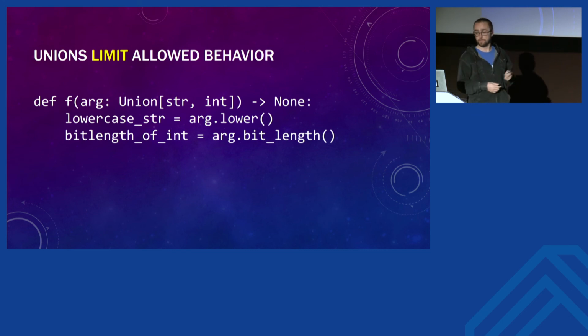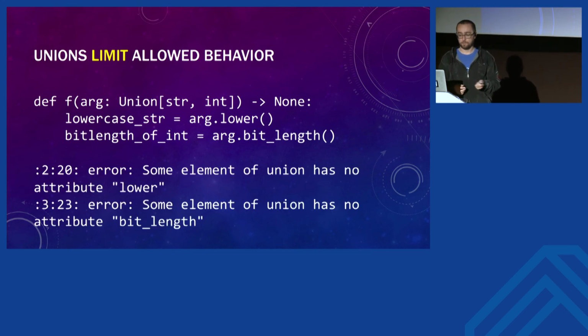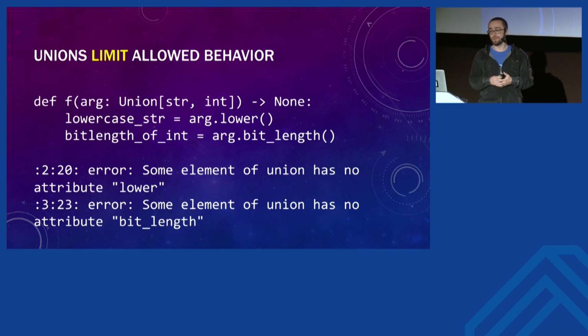For example, in this case, you're going to see that some element of that union doesn't have the lower method, and another doesn't have the bit length method. Sometimes that is fine: oh, these are bugs, I need to fix them. But other times it's: oh, the other type from the union is so rare that I should just tell people not to use it. I should reject it so that my code stays clean and simple. So this is up to you.